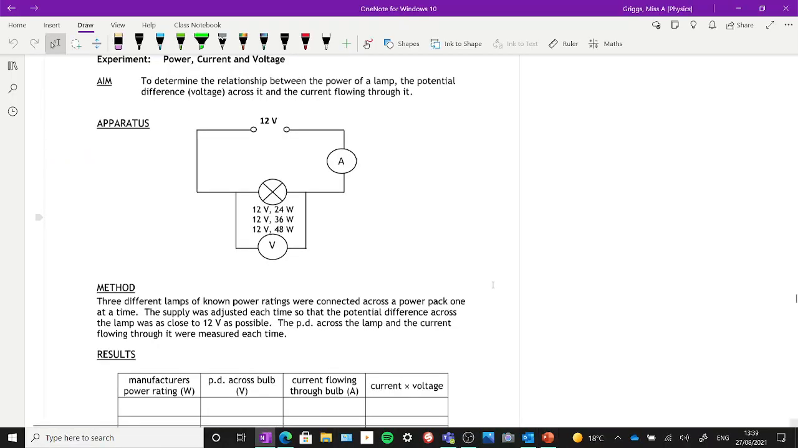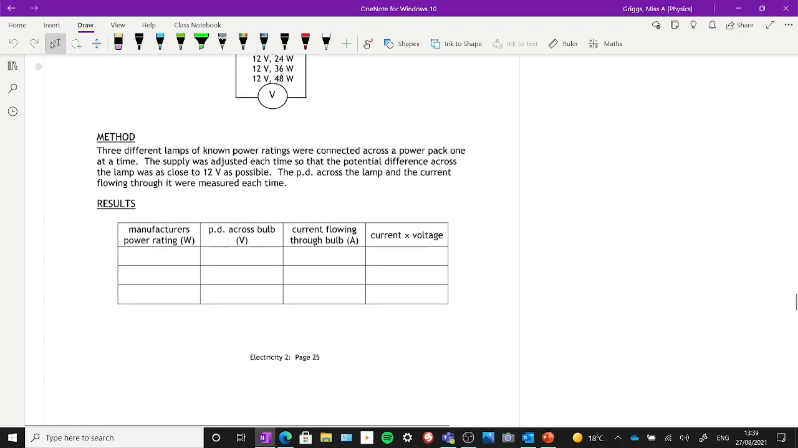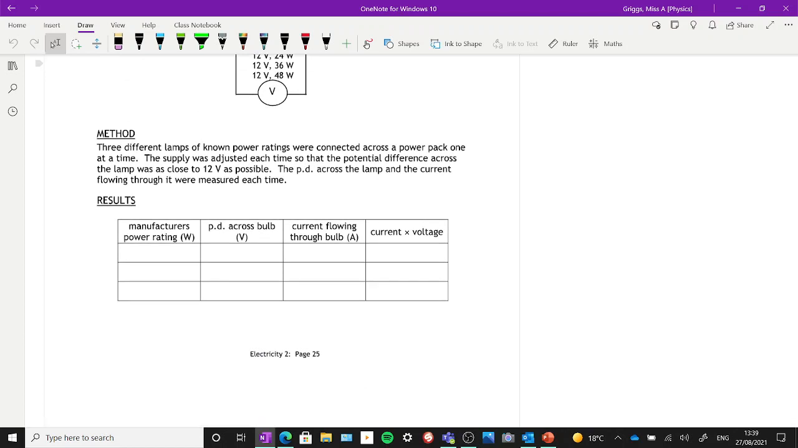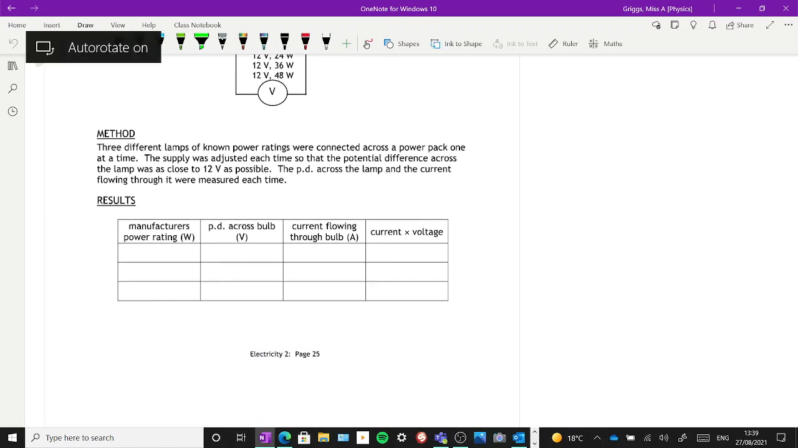So what you're going to do, well, it's really simple. You just read off what the current and voltage is for your lamp. So for example, I've just got an example here, a 24, if that's what it says on the neck, then your potential difference across the bulb might be 12. Your current might be 1.7 amps. And then your last column is current times voltage. So it's 12 times 1.7 for that one.